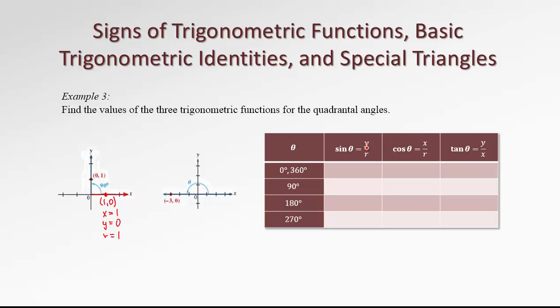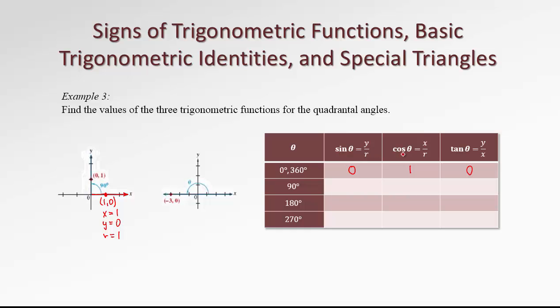Therefore, using the definitions of sine, cosine, and tangent in terms of x, y, and r, it's easy to find the value of sine of 0 or 360. It is y over r, so it's 0 over 1, therefore it's 0. Cosine of 0 or 360 is x over r, so it's 1 over 1, therefore it's just 1. And tangent of 0 or 360 is y over x, therefore it's 0 over 1. Again, the value is 0.